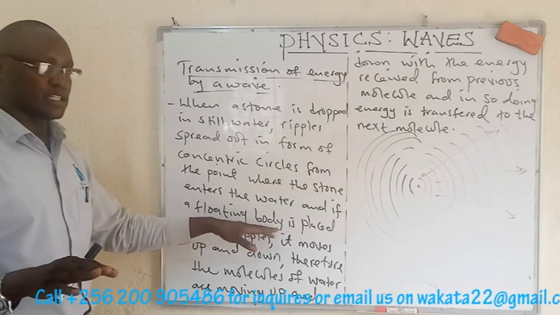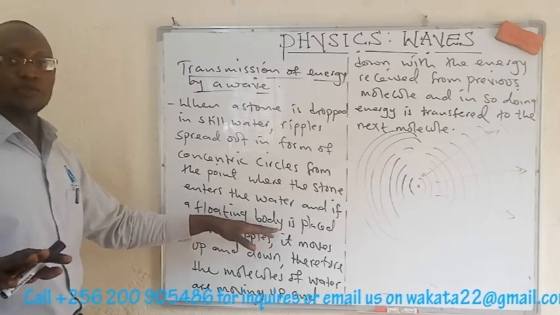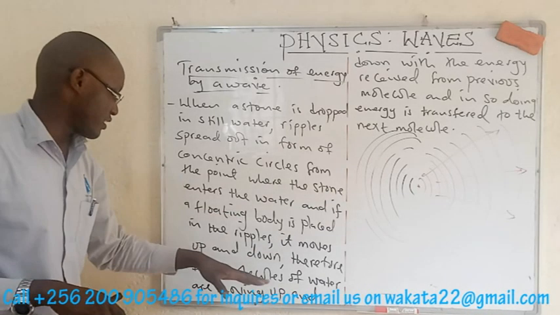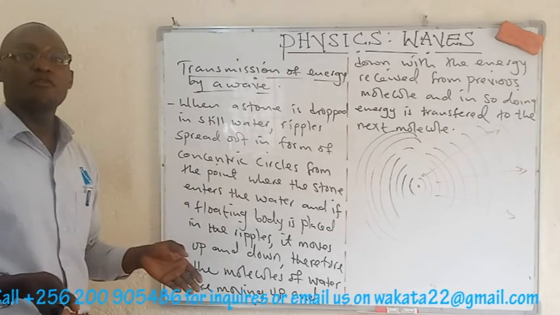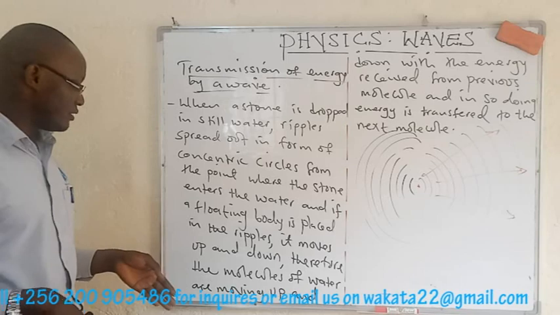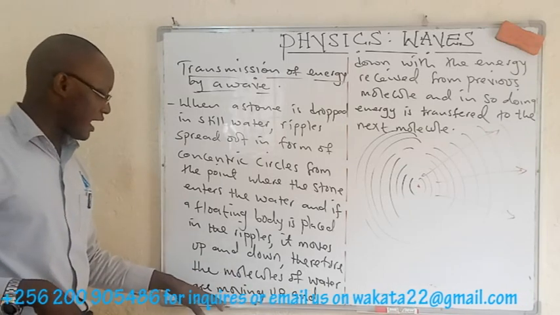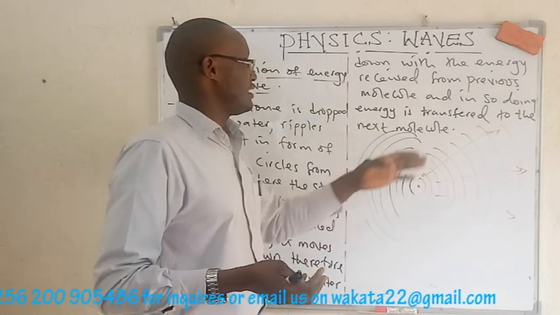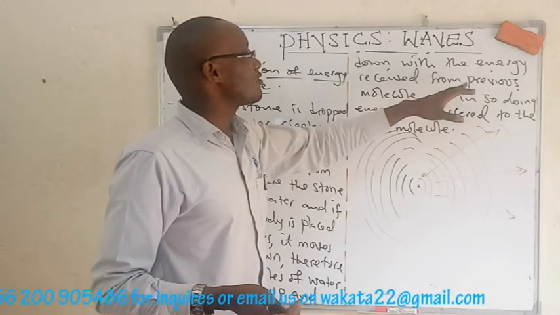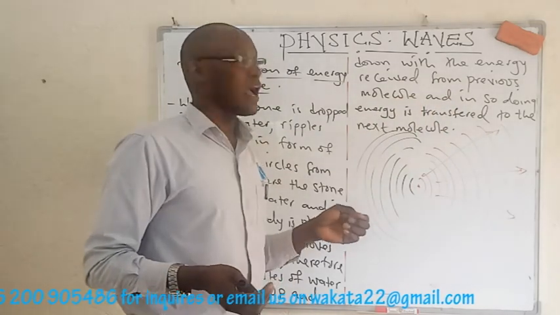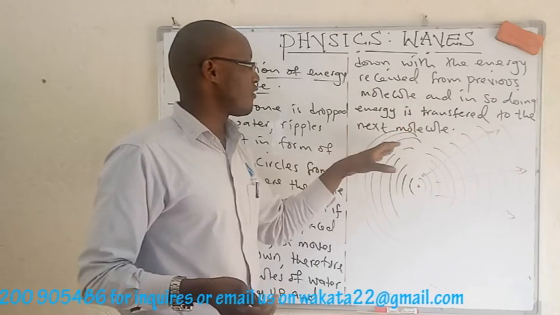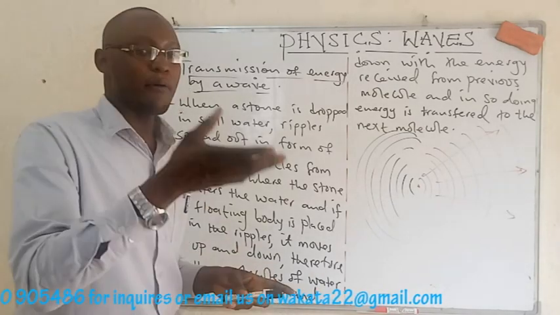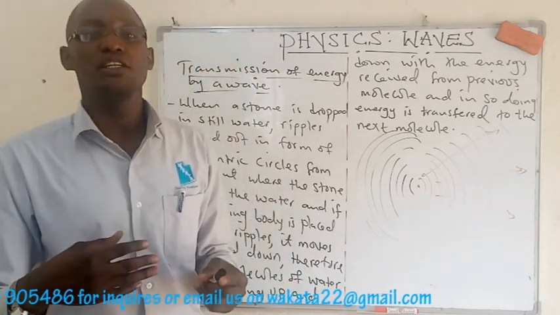So what happens at the point where the stone enters the water? If you get any floating body, for example a sponge, and place it in the ripples where ripples are moving, we are going to observe it moving up and down, up and down. Therefore, the molecules of water are moving up and down with the energy. They have acquired the energy, which has been received from a previous molecule, and in so doing, energy is transferred to the next molecule. That movement of up and down, we call it oscillation.